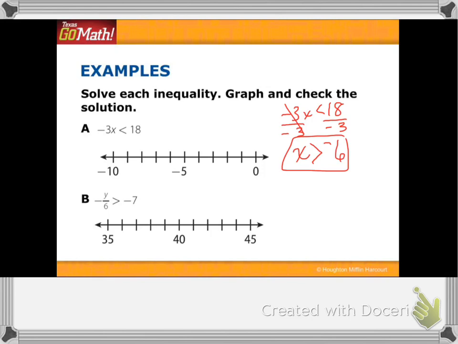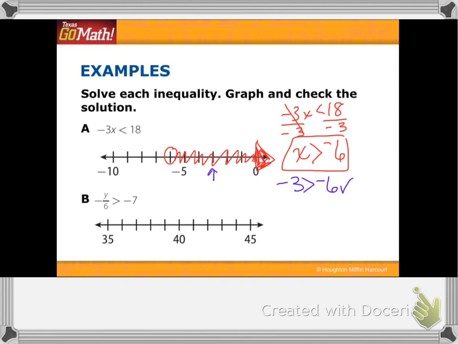Now I'm going to plot this on my number line. I'm going to graph it out. At the -6, I'm going to need an open point. And x is everything greater than -6. Greater than is going to be to the right, so I'm going to shade in this direction. Then I'm going to complete my check and make sure that's correct. I just use -3. Is -3 greater than -6? Yes, so that is absolutely a true statement.